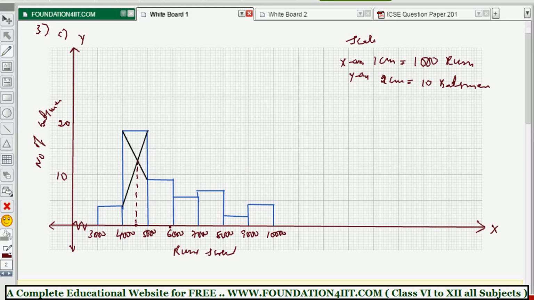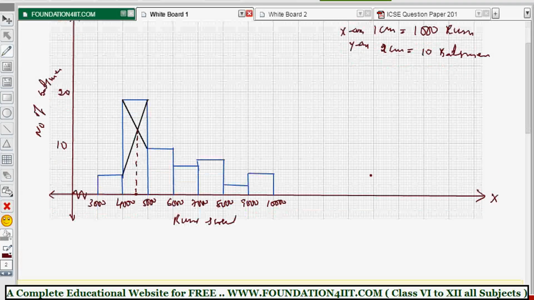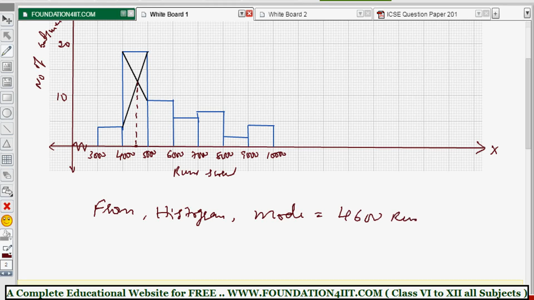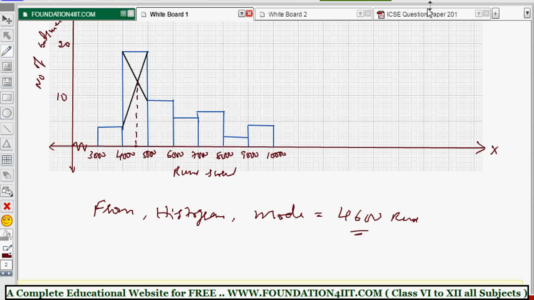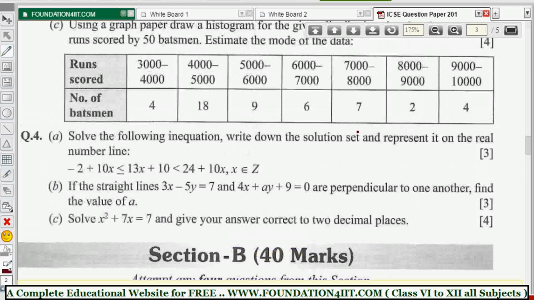So by observing here, 4500 next to 7, so 4600. Using this you can estimate the mode. Therefore from the histogram we can say that mode is equal to 4600 runs. Where the line joins the x-axis, from that we can take. Right? Now this is about question number 3.